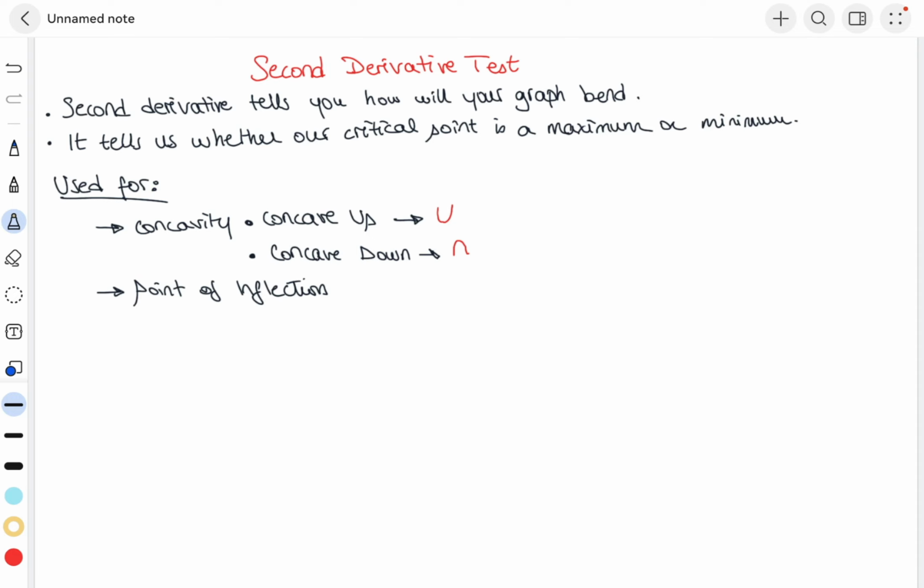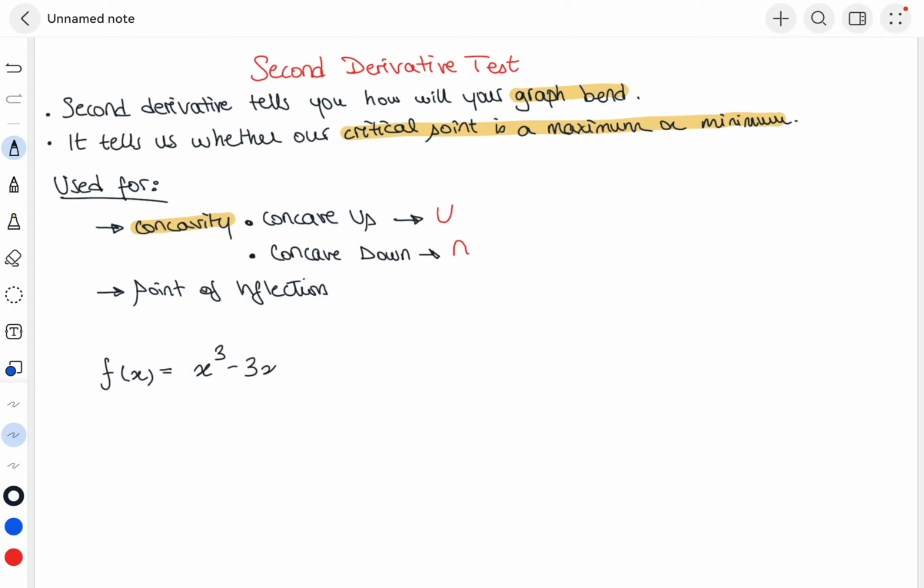It helps us see how our graph will bend and tells us whether our critical point is a maximum or a minimum. So it is an additional step to the first derivative test. The second derivative test is used to find the concavity, where we have two options: either concave up, which is denoted as a U, or concave down, which is a U flipped. And it helps us find the point of inflection. Let's go straight to an example to make it more clear.